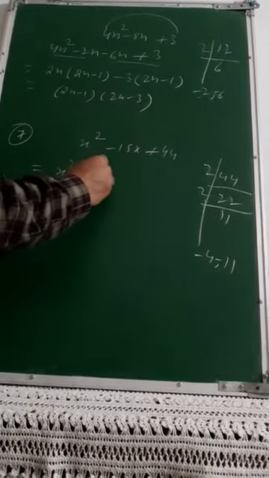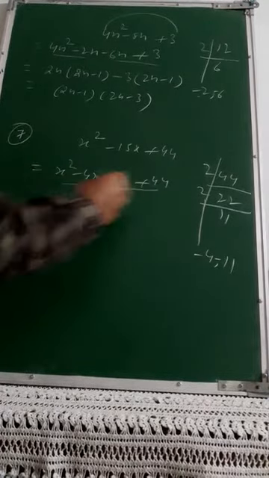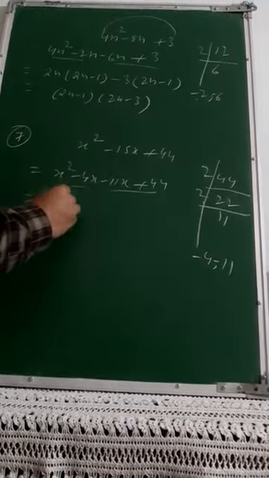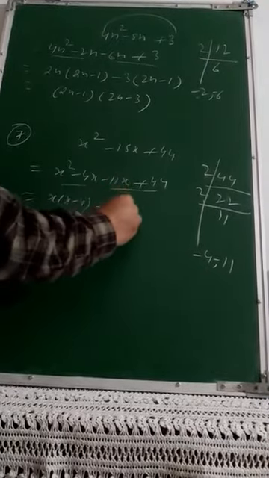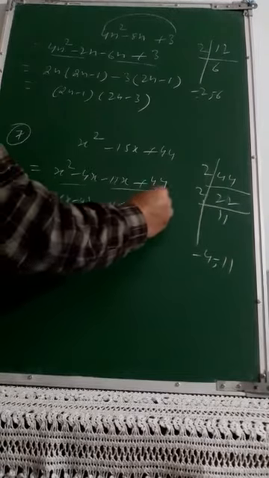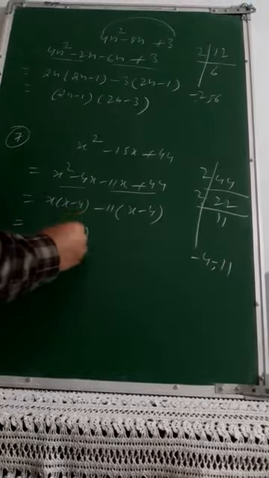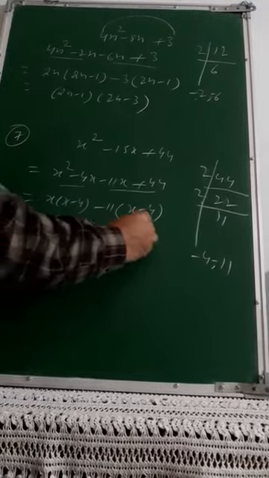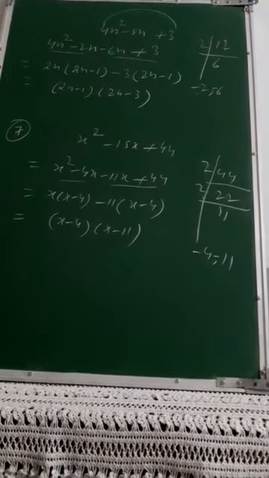So x square minus 4x minus 11x plus 44. First two, last two. In first two only x is common, so x minus 4. In these last two, both are multiples of 11, again it is x minus 4. So overall x minus 4 is there into x minus 11. So x minus 4 into x minus 11 will be the answer for number 7.